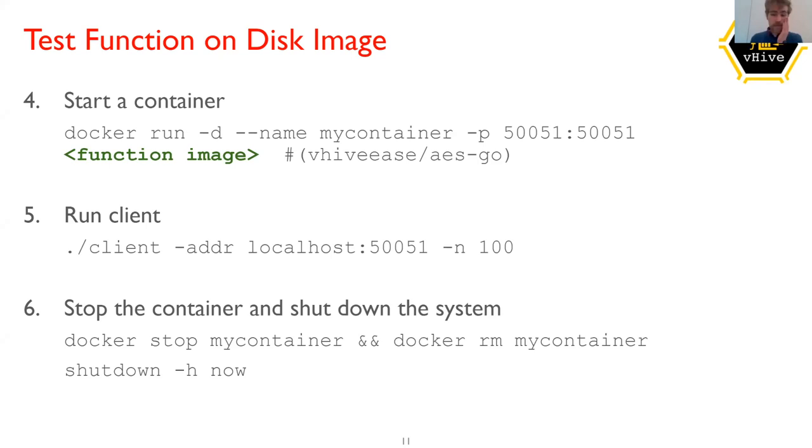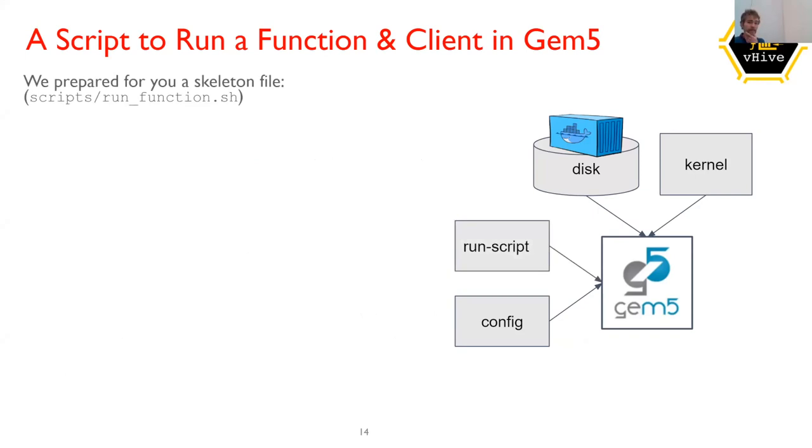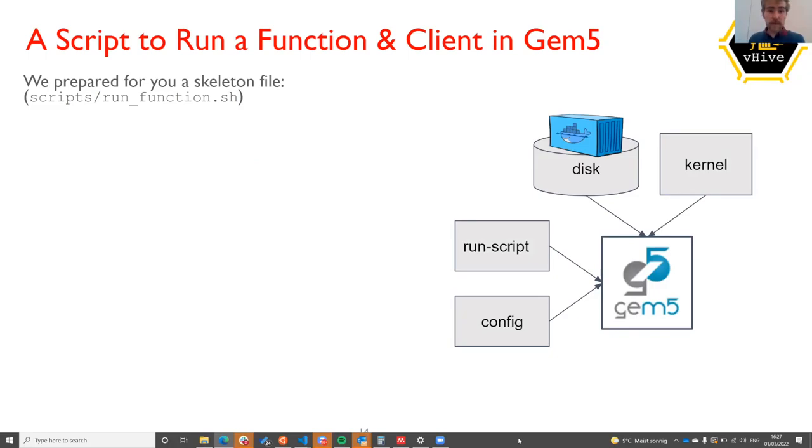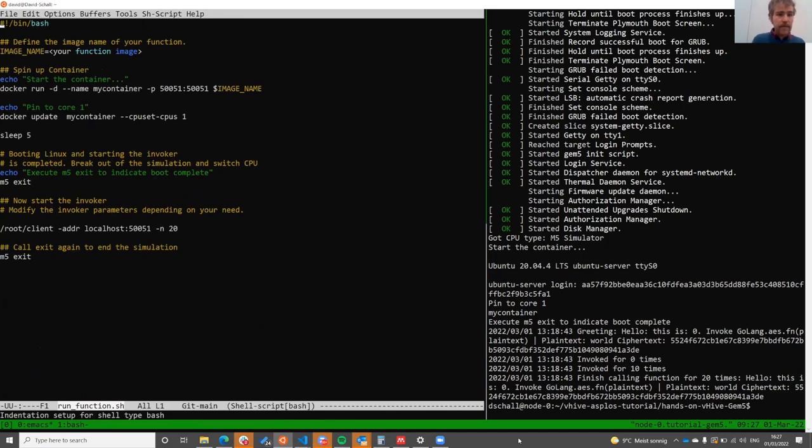Okay. Then we now have our configuration and our workload ready. So the last thing that is missing is the run script. You can find an example of this run script also in your hands-on material, if you open the script-run function. In this function, basically everything is already set. The only thing you need to change is the function image name to the function we just pulled. So, save and exit.